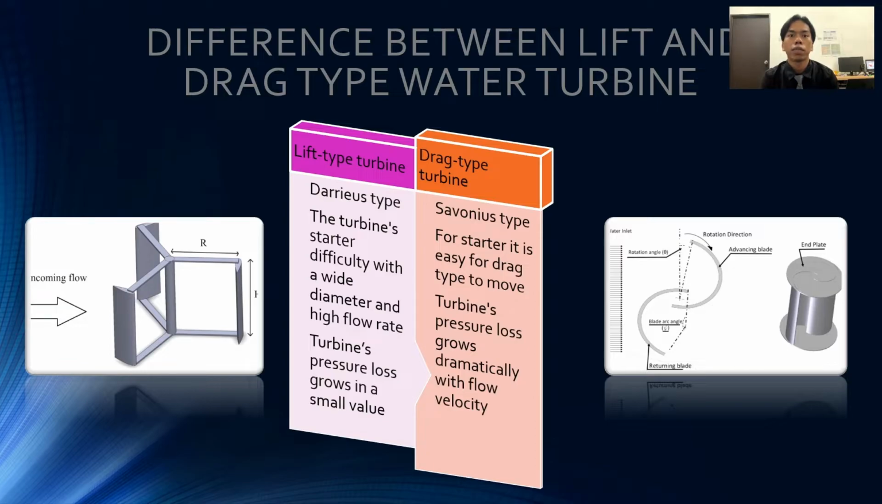And then for the lift type turbine, the pressure loss grows by a small value. For the drag type, the turbine pressure loss grows dramatically with flow velocity. In other words, the lift type turbine has high efficiency, but the drag type is slow to move the blade at starting. In this picture, the left side is a lift type water turbine, and the right side is the drag type water turbine.